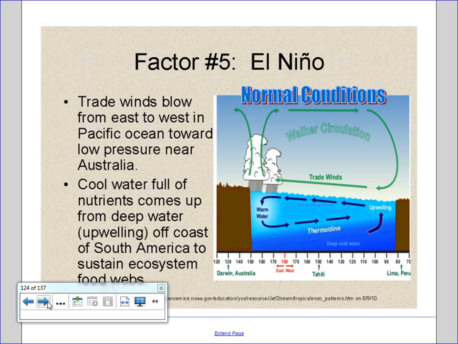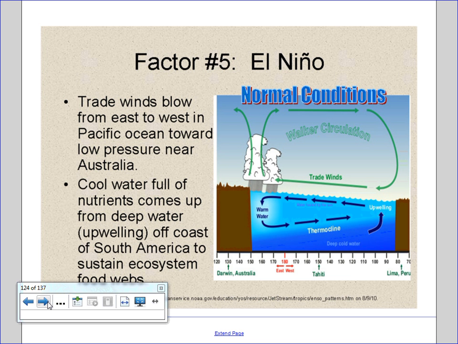Factor number 5 is El Nino. El Nino has to do with the trade winds in the Pacific Ocean and how they want to go from the east to the west, towards low pressure that is near Australia. So that's what that diagram is showing you, how you get normal conditions, and the trade winds in this particular picture are going towards the left, towards Australia from South America.